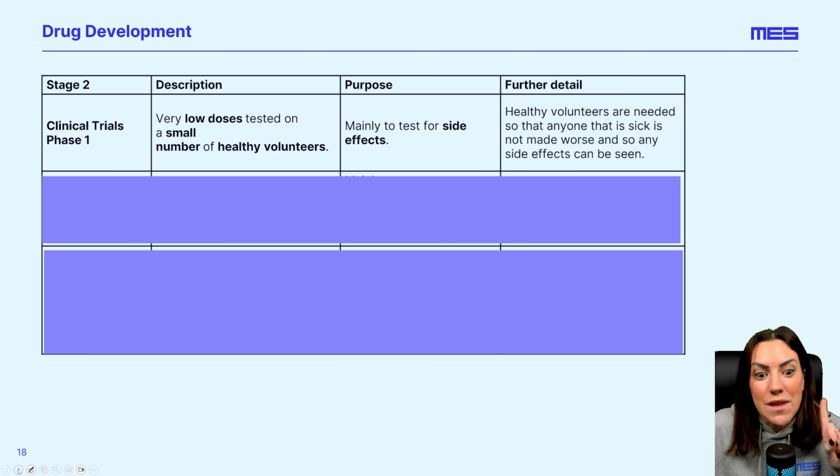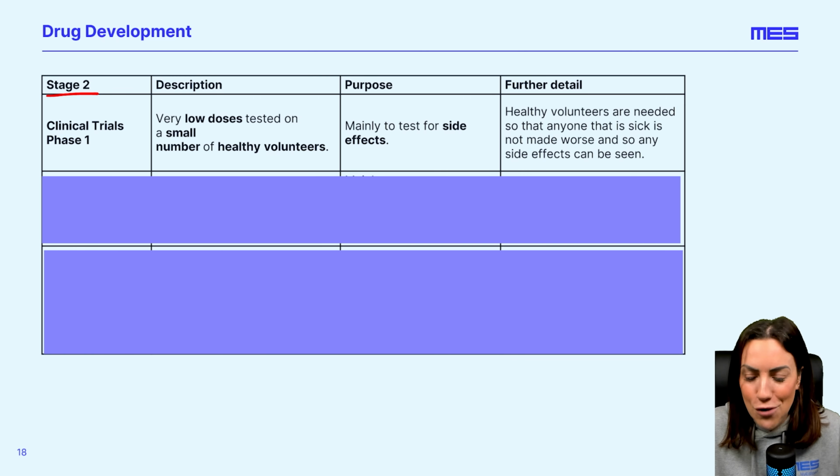Then we move on to the clinical trials. So stage 2, the clinical trials will begin once the drug has been found to be non-toxic with no serious side effects. We'll start to test them on humans. Now, this is split into 3 stages. So stage 2, which is clinical trials, can be split into 3 further stages.